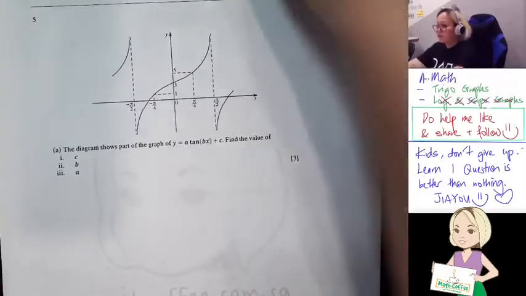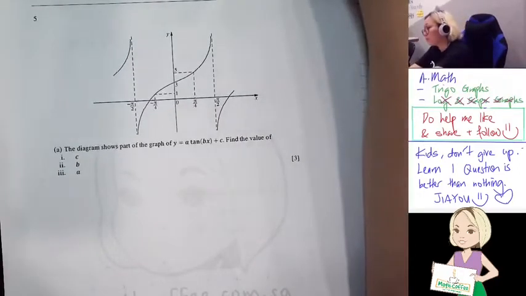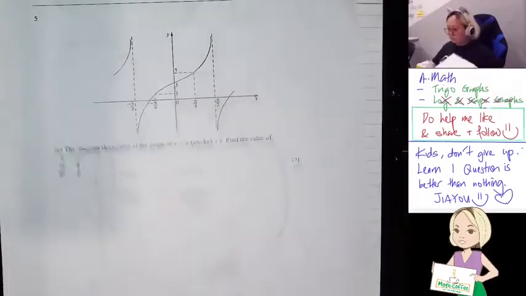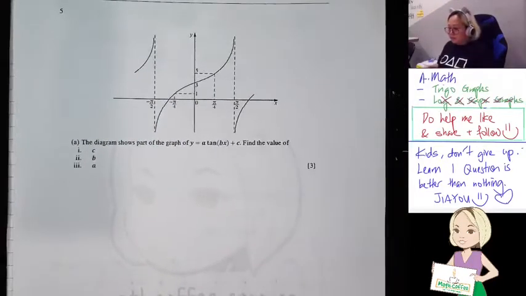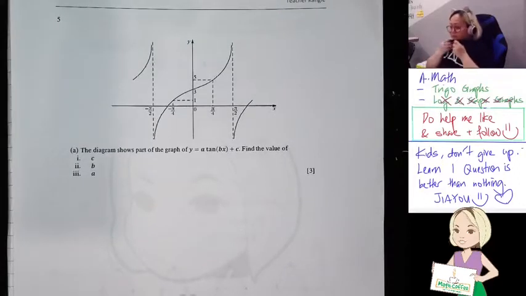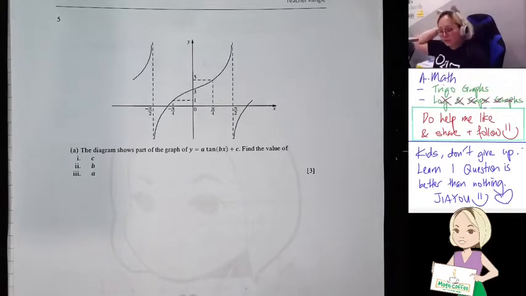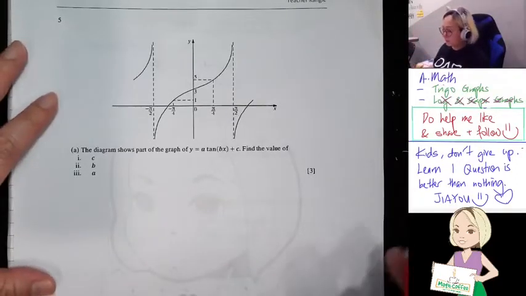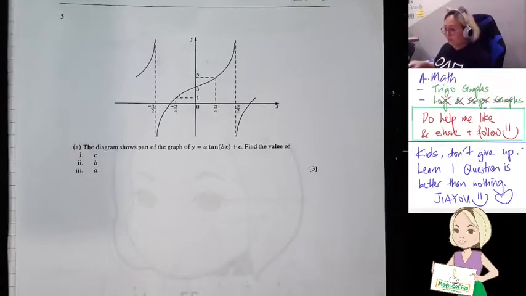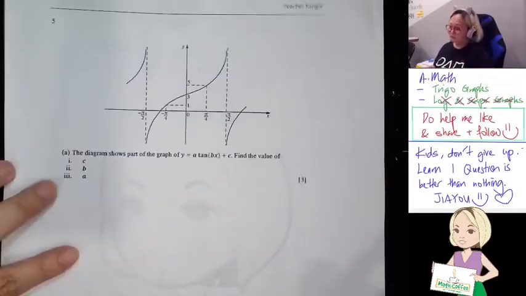Graph keep missing. Found it. I believe this is Singapore O-level syllabus, Sec 3, Sec 4 additional mathematics. Before I start to talk about this one, let's talk about the normal tangent graph first.